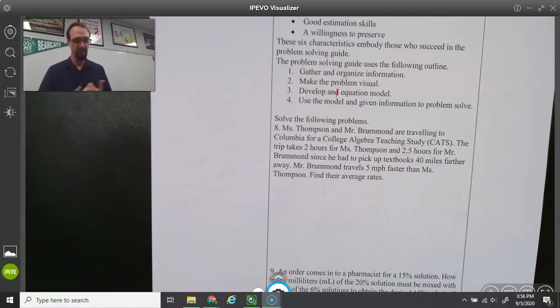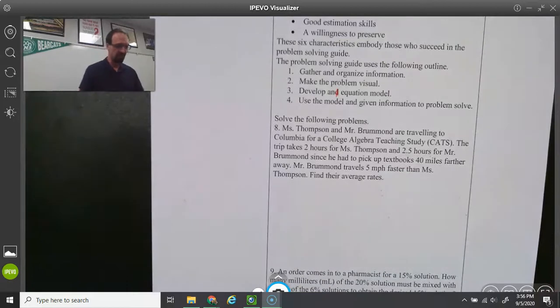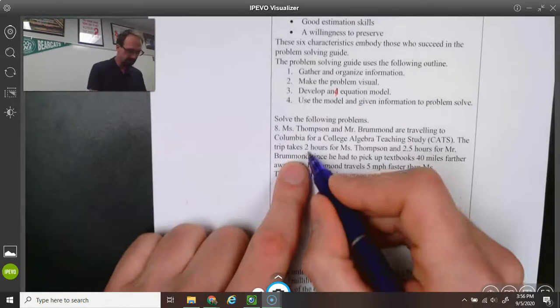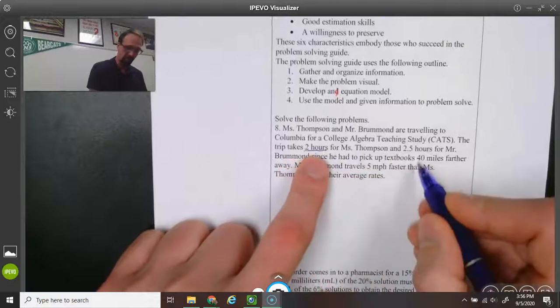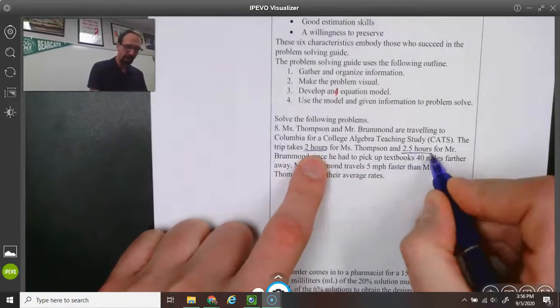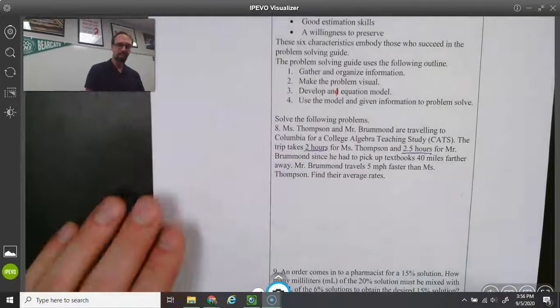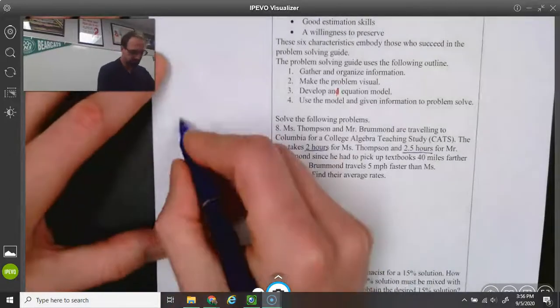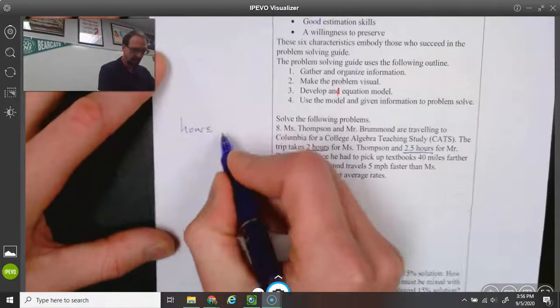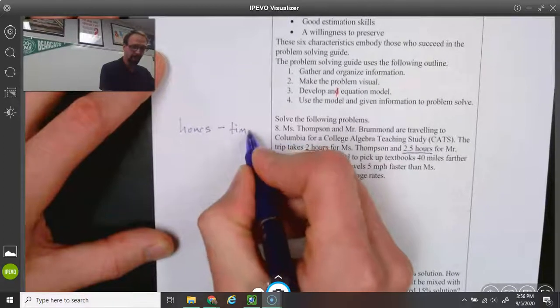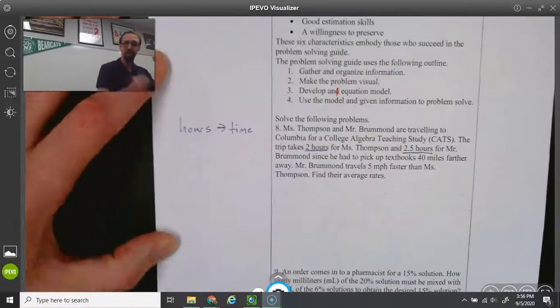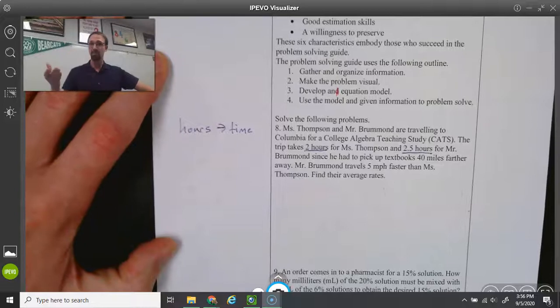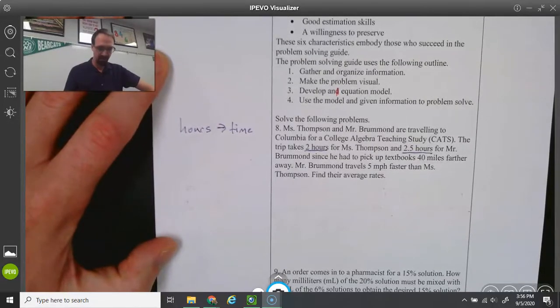Find their average rates. One of the things that you want to do as you approach the problem, and a lot of students do this, is underline the numbers. Also underline the units that go with them. For example, if I'm going to underline 2 here, I would also underline hours. Then I look for anything else that has hours. Hours is a unit of time, which is helpful when I'm developing some sort of formula later on. So I've got that piece.